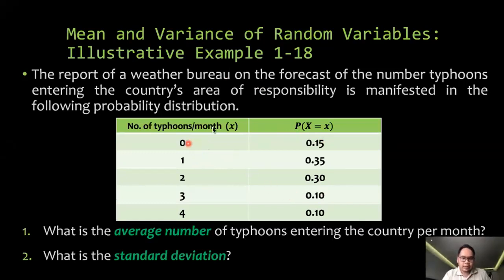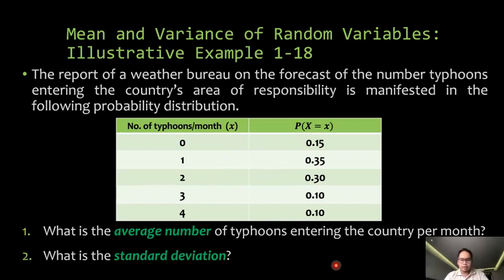The probability that zero typhoons come into the Philippines is 15%. The probability that one typhoon will come is 35%. The probability of two typhoons is 30%, and so on. So we want to answer these questions: What is the average number of typhoons entering the country per month? And what is the standard deviation?